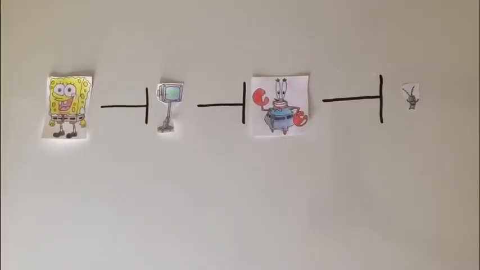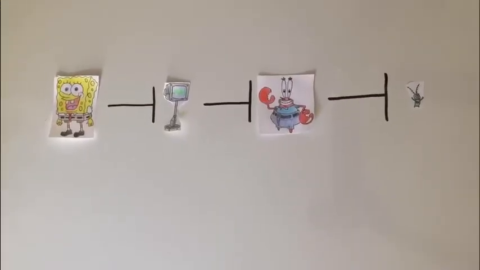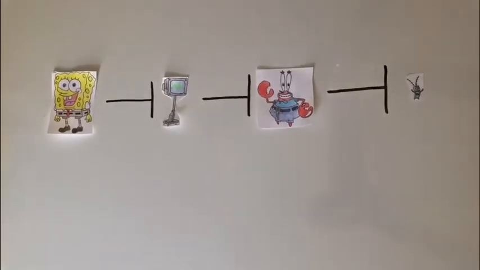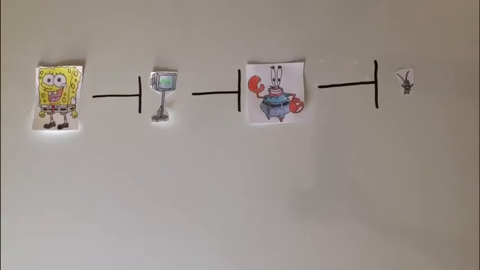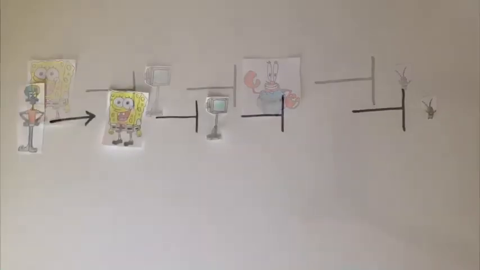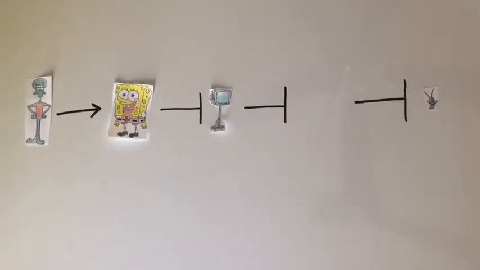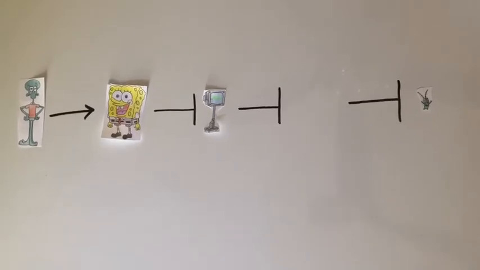Let's take a look at what would happen if we were to modify our pathway. So in our first example, if we have a mutant that is lacking Squidward, SpongeBob would not be activated, which will allow Karen to stop Mr. Krabs, and Plankton will not be defeated. In mutants lacking Mr. Krabs, Plankton would not be inhibited, and therefore is not defeated and steals the formula.